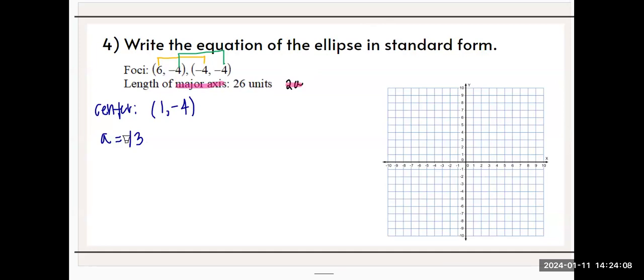All right, what else? We could go ahead and find C. How far is it from 1, -4 to 6, -4? Or from 1, -4 to -4, -4? From 1 to 6 is 5. And from 1 to -4 is also 5. Yep. See, so you can do it carefully without a graph.